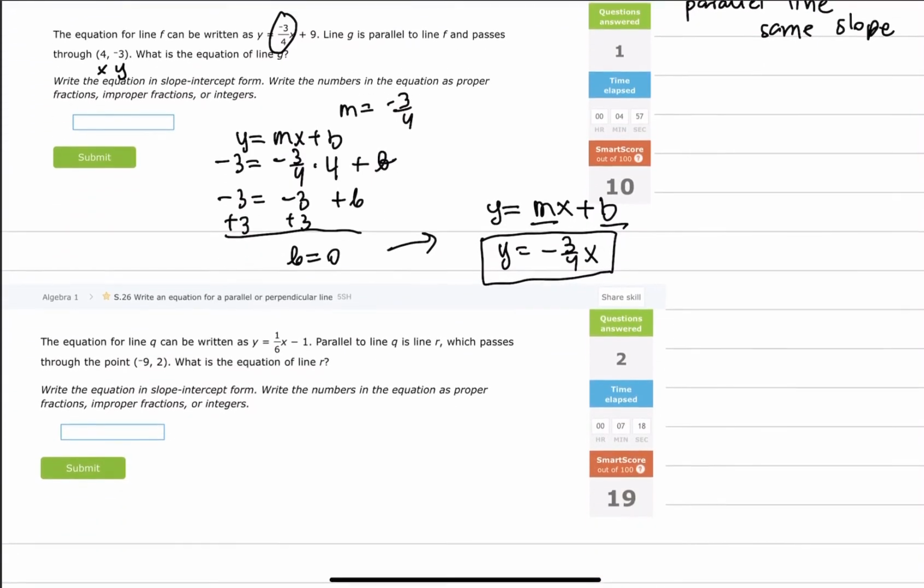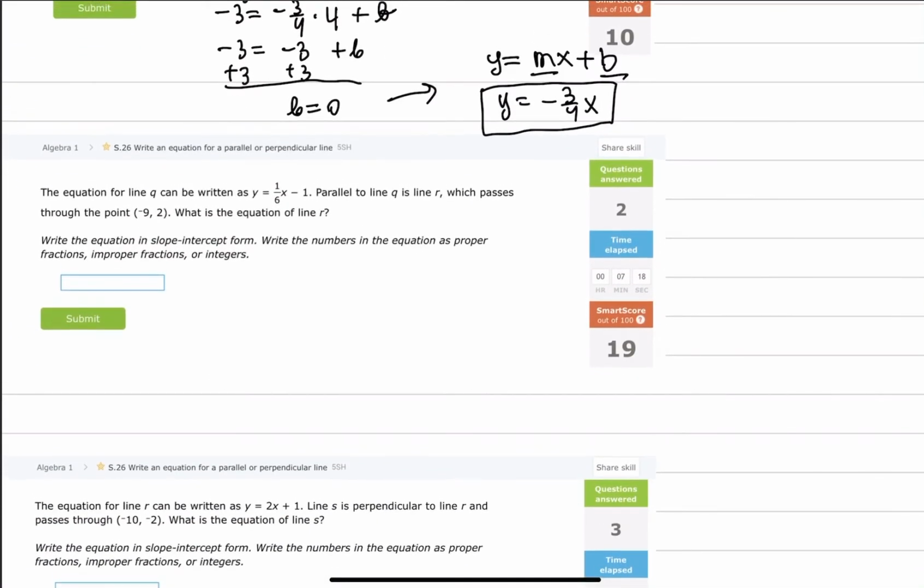Now let's look at another problem. I'll do 2 more just so you guys get the hang of it. So in this case, we're asked again about parallel lines. So it means the slope is going to be the same. So y equals mx plus b. Remember, this is your x and y.